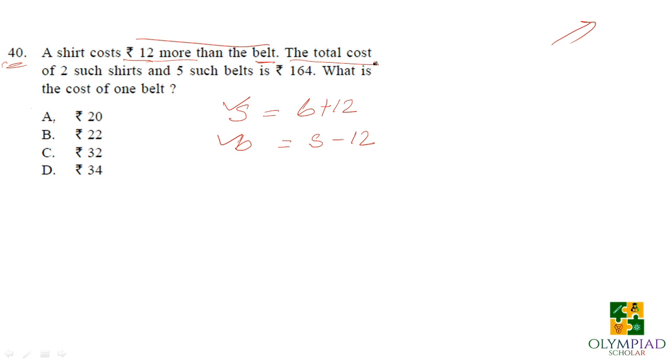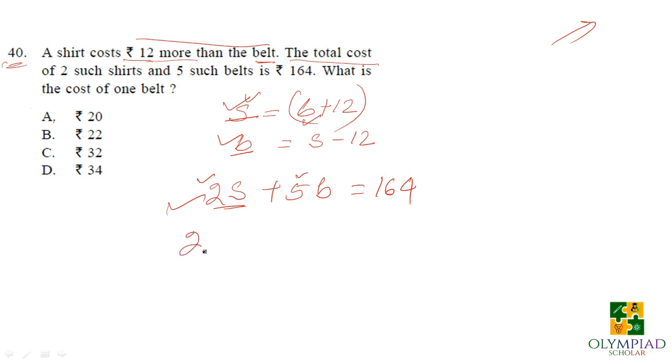The total cost of two such shirts and five such belts is 164. So here we have an expression: two such shirts, that means cost of two shirts plus cost of five belts equals 164. So what we can do is substitute the value of shirt or belt in this expression. If we substitute the value of shirt, b plus 12, then we will have only b. And then after solving the equation we can get the answer.